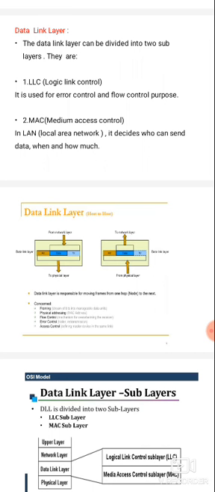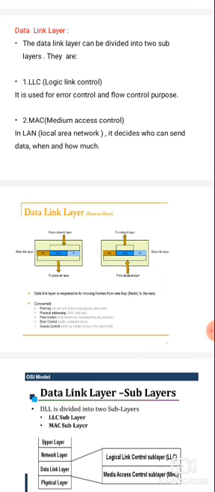Medium access control is used in the local area network. It decides who can send the data, when, and how much data. So medium access control is suitable for the local area network, deciding who can send, when, and how much data will be sent.